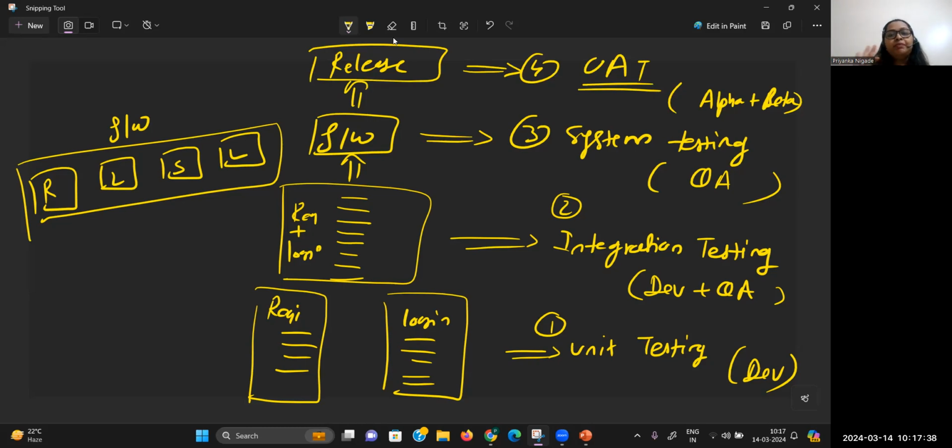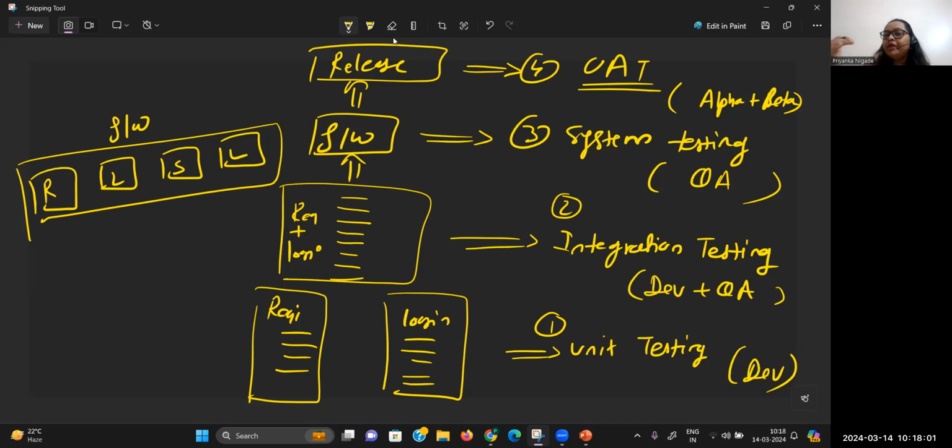If every application is implemented as per the user, then only the user will accept it. Simple. So there are 4 levels in software testing. No software gets implemented directly. It's not like that every application gets implemented directly. Slowly, process-wise, step-wise, you'll be able to see your application.